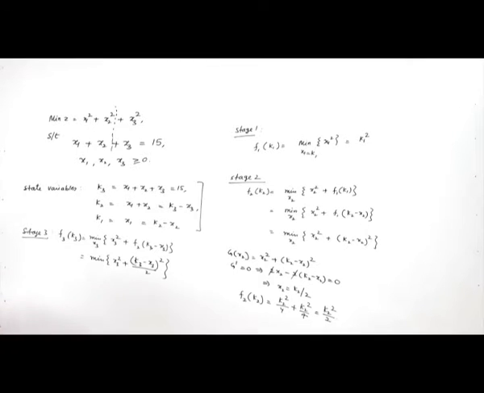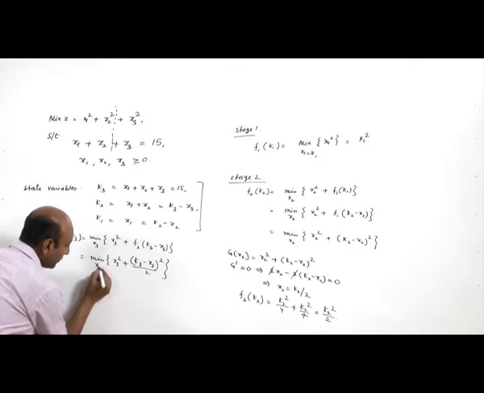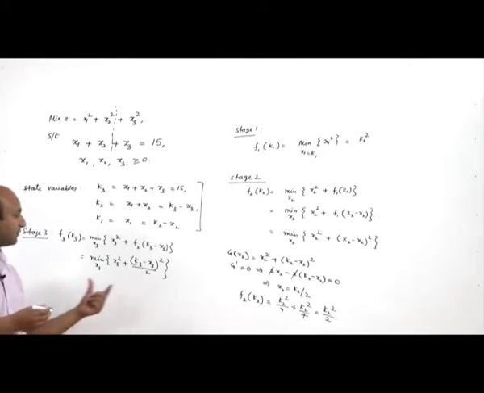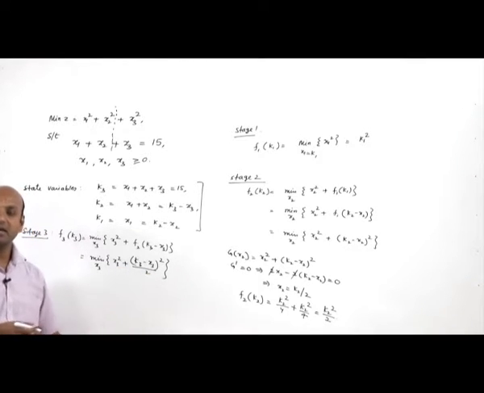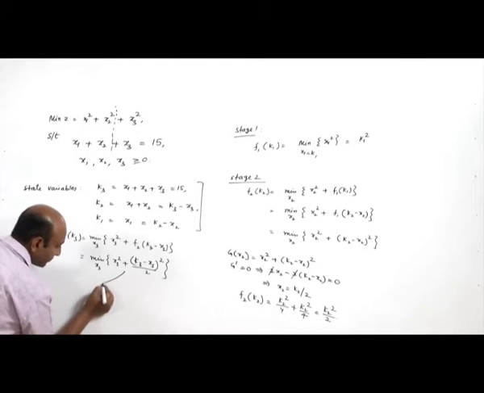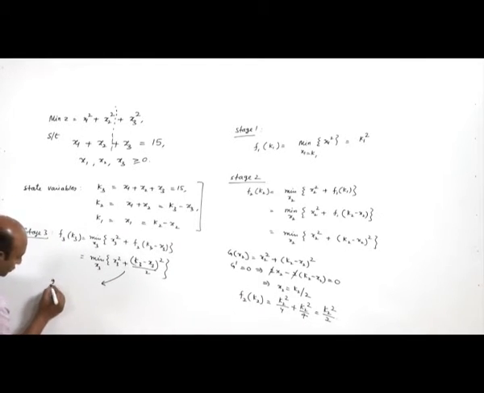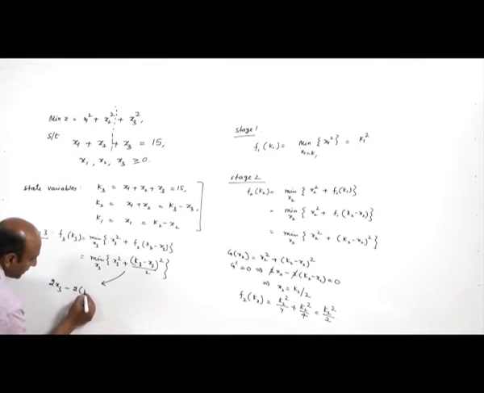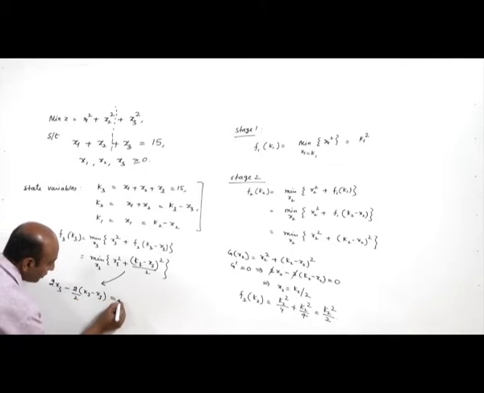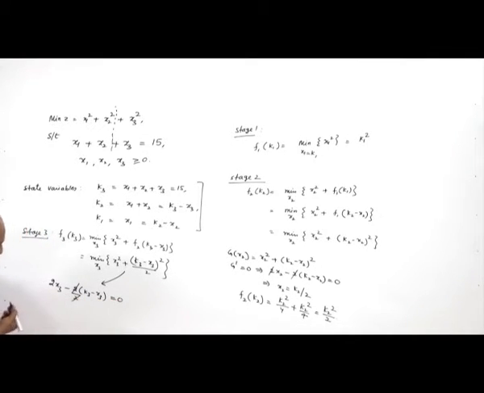Now, again it is a one variable problem. So, we simply differentiate it with respect to x3 and find out the minimum value of this function. So, it is 2x3 minus 2(k3 minus x3) upon 2 equal to 0. So, 2 cancels out, and this implies x3 will be equal to k3 by 3.